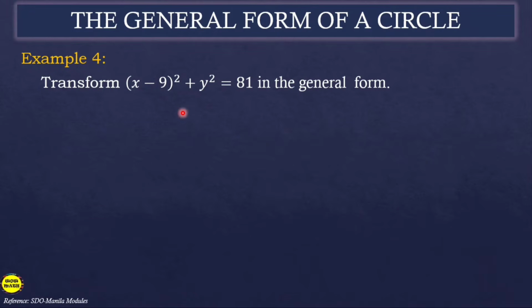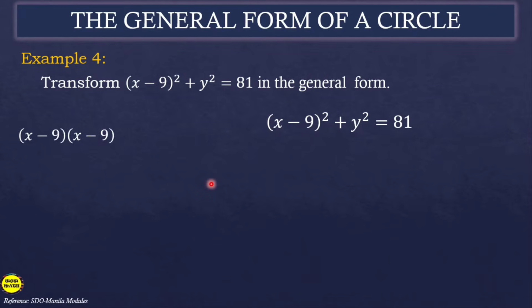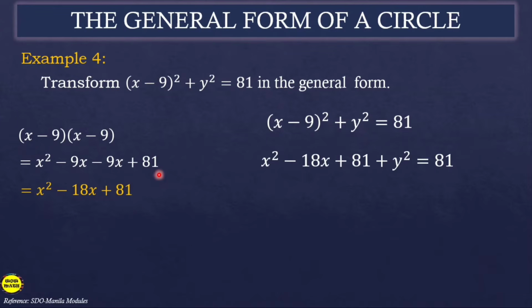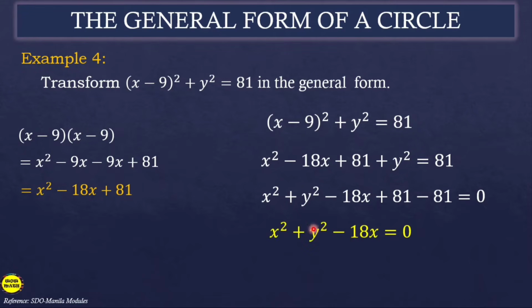Next, so we have x minus 9 squared plus y squared is equal to 81. So, expand natin ito. So, kunin muna natin yung x minus 9 times x minus 9. And that is x squared minus 18x plus 81. Okay? So, x minus 9 squared is x squared minus 18x plus 81 plus copy yung y squared is equal to 81. So, lipat natin sa 81 dito. And the answer is x squared plus y squared minus 18x. So, wala nang maiiwan dito kasi 81 minus 81, 0.